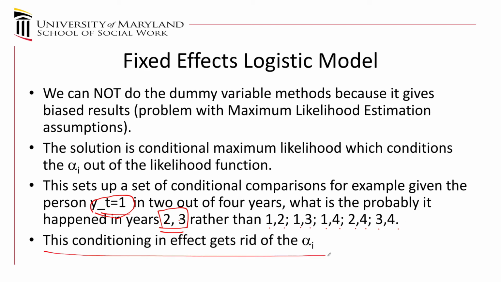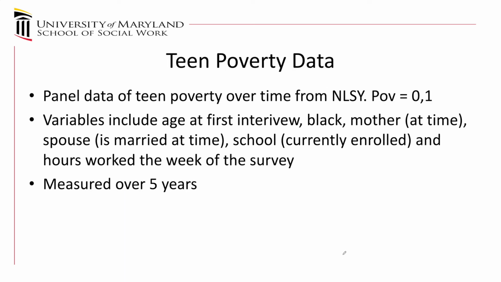But this conditioning gets rid of the alphas. And so that brings us back to the place where we want to be, where we are now estimating a fixed effects model with the interpretation that is the exact same interpretation, conditioned on the fact that we're talking about odds ratios and logits rather than continuous outcomes, as we had when we were doing the fixed effects models with continuous data. So let's take a look at an example and make this a little bit more concrete.